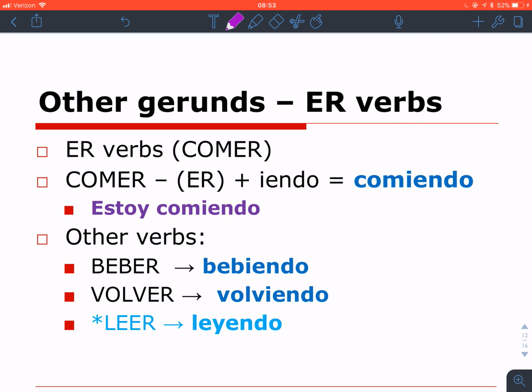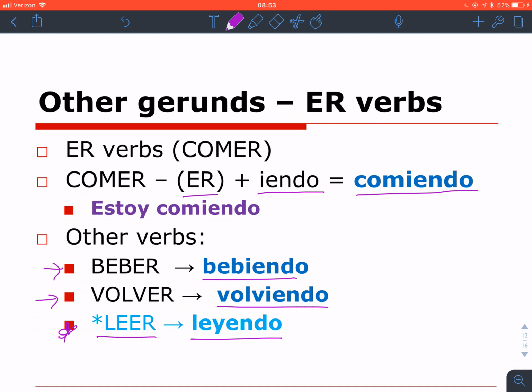So let's look at how the gerund can go through some different forms. Here is how we form the gerund for regular ER verbs like comer. Comer, we take out the ER and we add IENDO and we get comiendo. We have other verbs as well. Beber, volver, we get bebiendo and volviendo. And here we have a spelling change when it comes to the gerund for leer, leyendo.